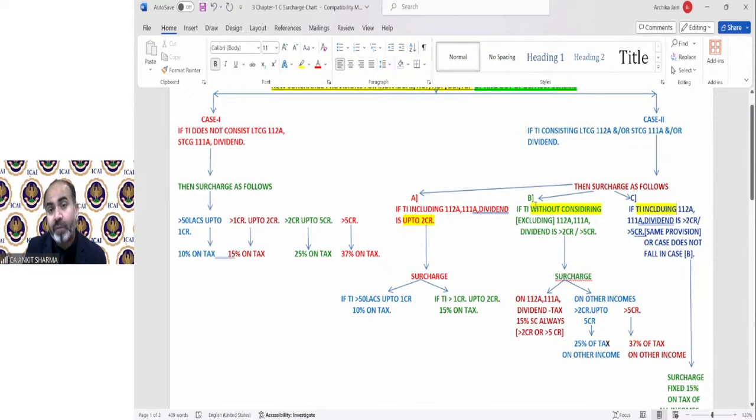So all these three cases are mutually exclusive. That means if A is applicable, then B and C cannot be applicable. If B is applicable, then A and C cannot be applicable. If C is applicable, then A and B cannot be applicable.